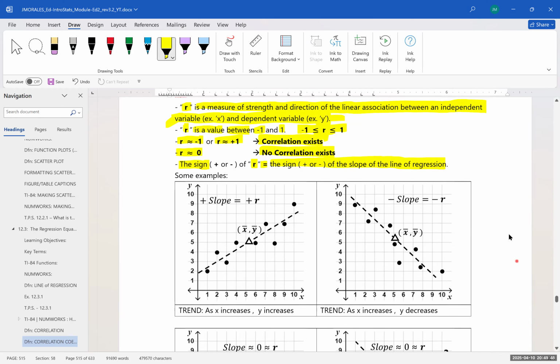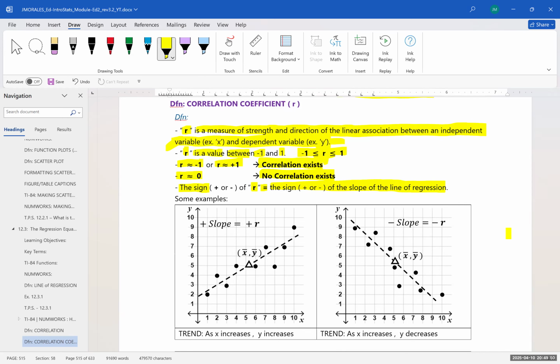So for example, the slope of this line of regression, since it's going up and to the right, is positive. So that means the correlation coefficient we calculate will also be positive. By contrast, in this other example, the line of regression has a negative slope because it's going down and to the right. The correlation coefficient for this line of regression will also be negative.